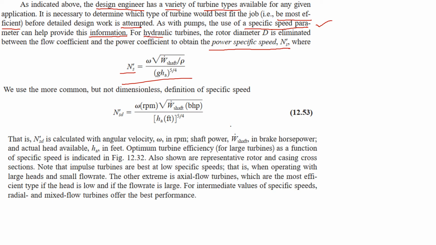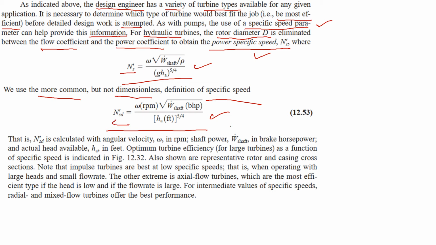For hydraulic turbines, the rotor diameter is eliminated between the flow coefficient and the power coefficient to obtain the power specific speed. This parameter is another dimensionless parameter which will give us the type of turbine that will be best suited for our given conditions. We use the more common but non-dimensionless definition of specific speed. Here n dash with subscript s is calculated with angular velocity in RPM, the shaft power in brake horsepower, and the actual head available in feet.